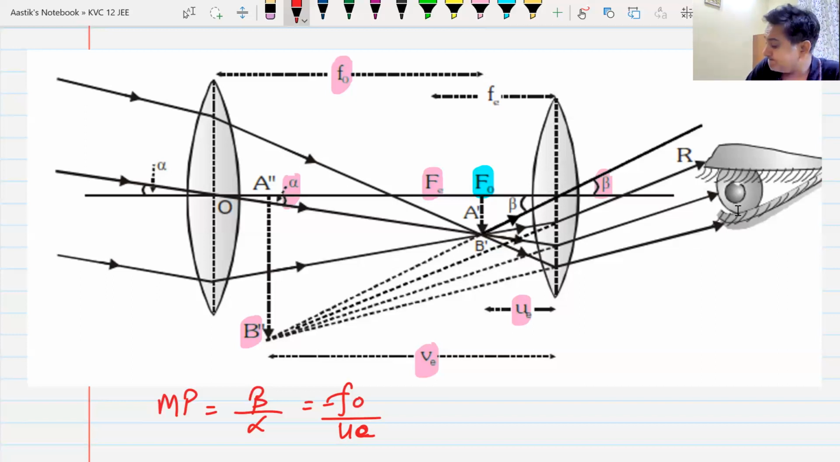Shall we move ahead? Done, sir. Shall we move ahead, beta? Sir, 1 minute. Okay. Everyone seems to be enjoying the diagram. Okay.